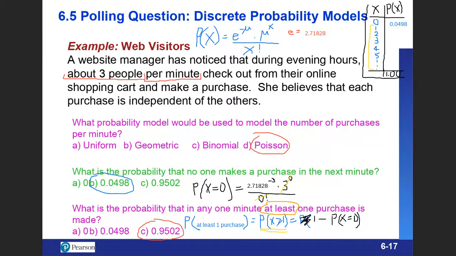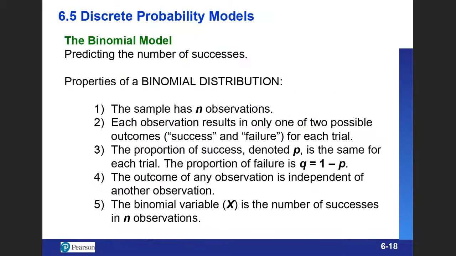Okay, so I'm moving on to the next slide. Just making sure. Okay, so the next slide is about the binomial model or the binomial distribution. Now remember, this is the 4th type of discrete probability distribution. The first 2 we didn't study, the Poisson we just completed. So the binomial model predicts the number of successes.